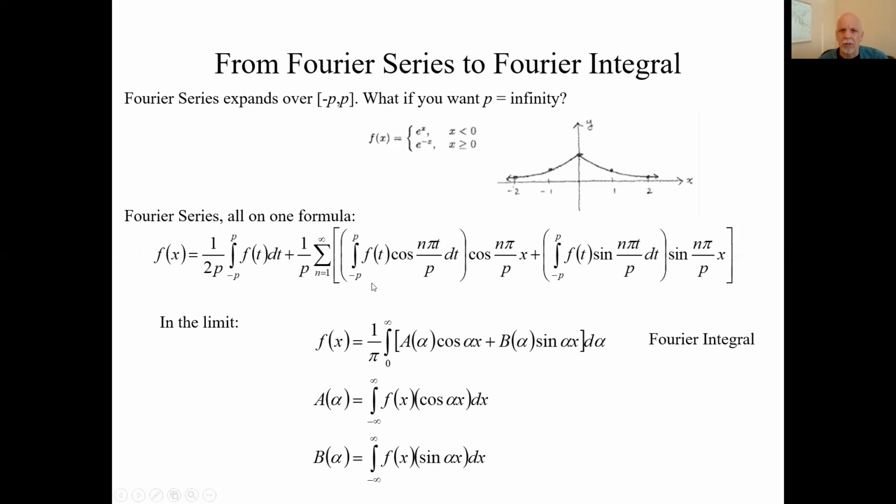And if you put it all together, including the formulas for the coefficients in parentheses, this whole thing is the Fourier series, all put together. What we do is, here P is the extent. Like if the Fourier series were to match it from -1 to 1, P here would be 1. We're going to take the limit as P goes to infinity.